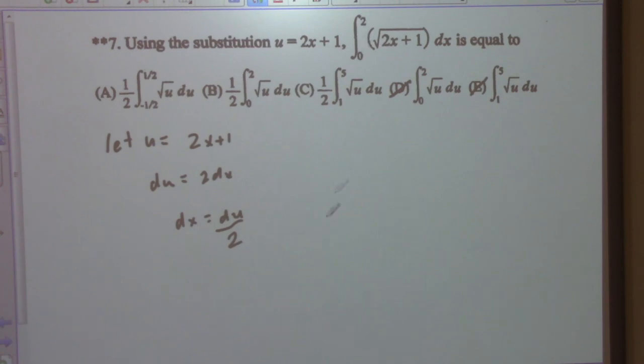Now here's another thing that really throws you off. We're definitely going to have square root of u, and we're going to have du over 2. But what about our limits of integration? We are in u now, so we have to plug in 0. If we plug in 0 for x, what do we get? What does u equal? 1.